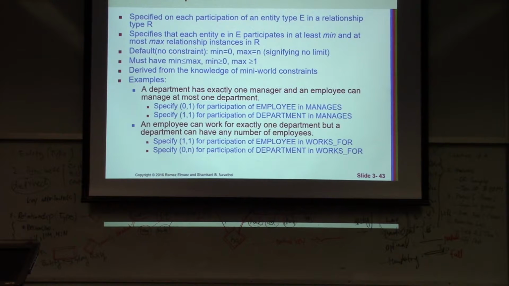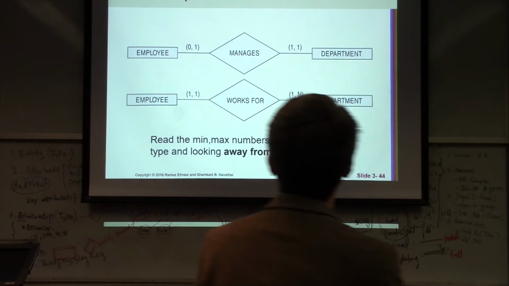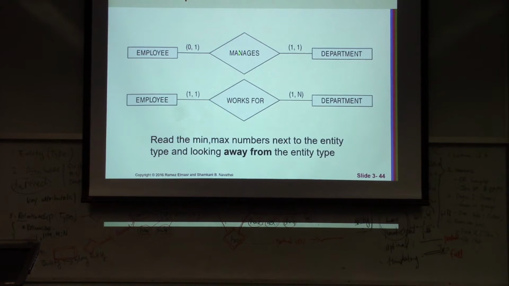Minimum 1, maximum 1. So we can use the minimum and maximum. That is called the min-max notation. For example, this one: the manager manages minimum 0 departments. Maximum how many departments? A manager manages 1 department. From the department point of view, how many managers? Minimum 1, maximum 1.